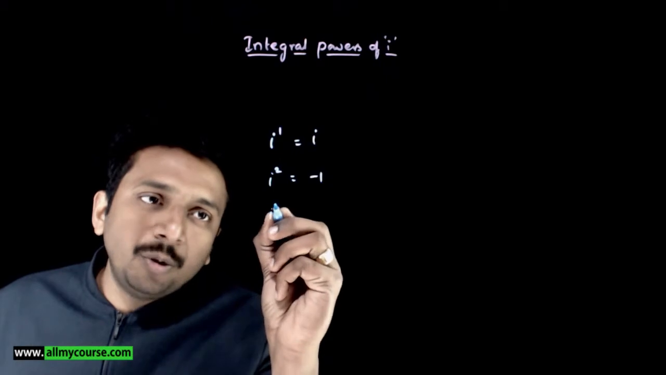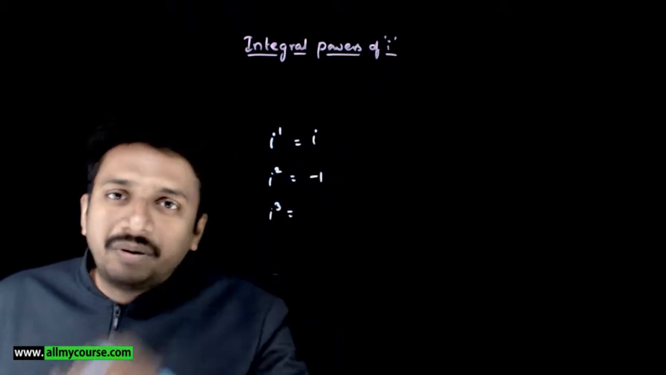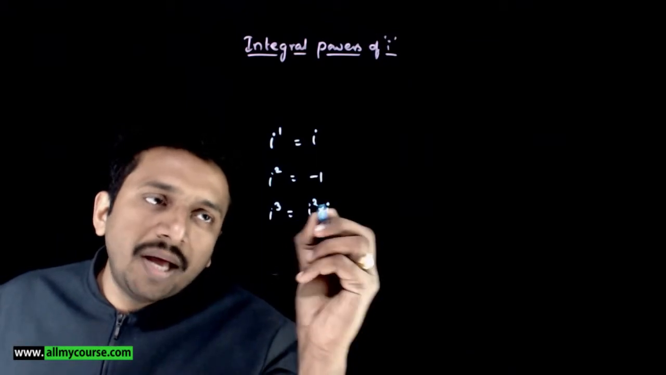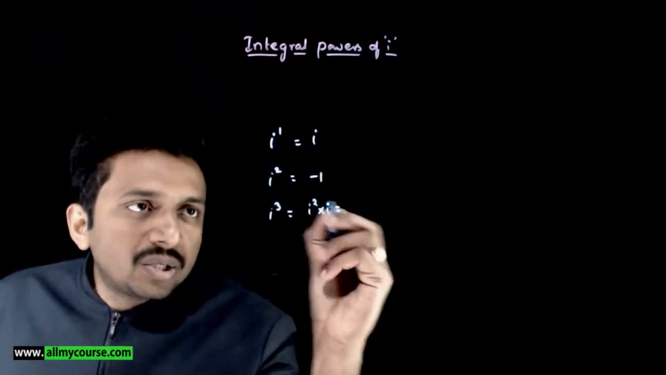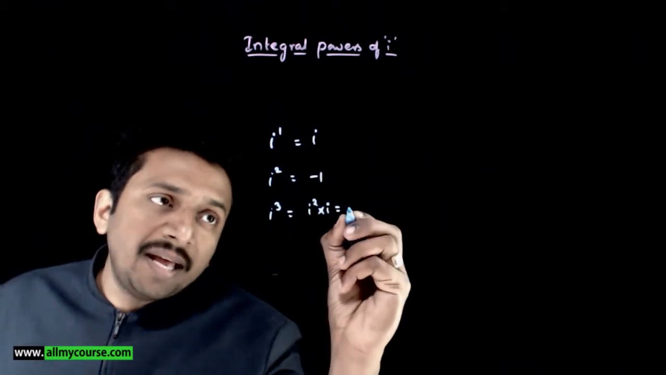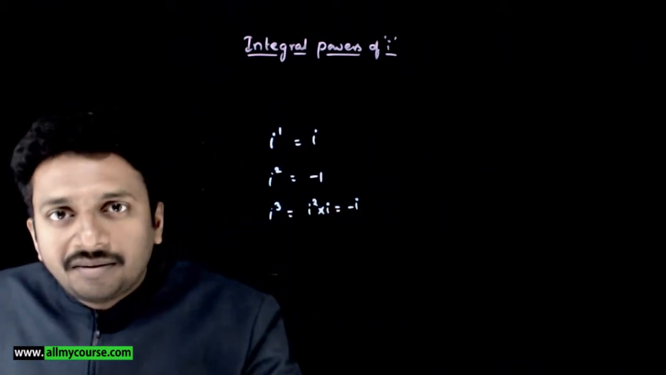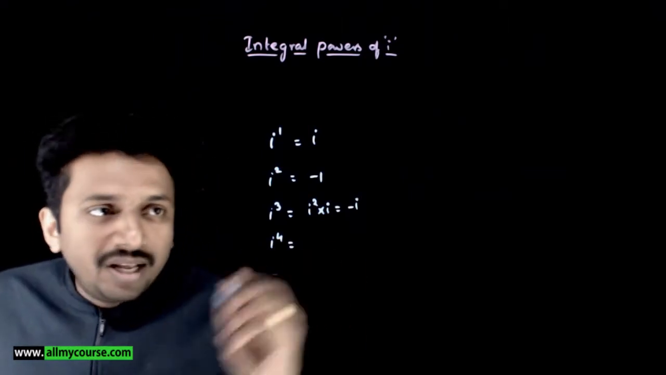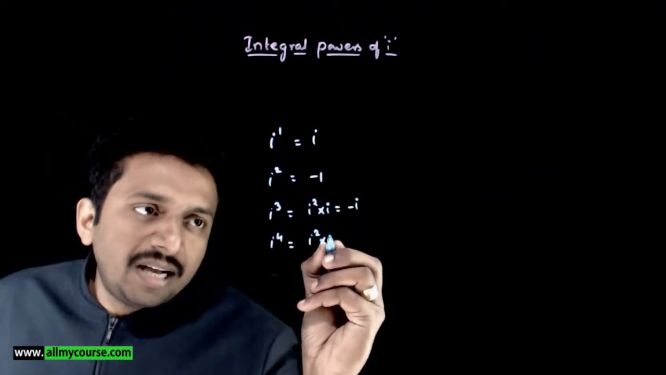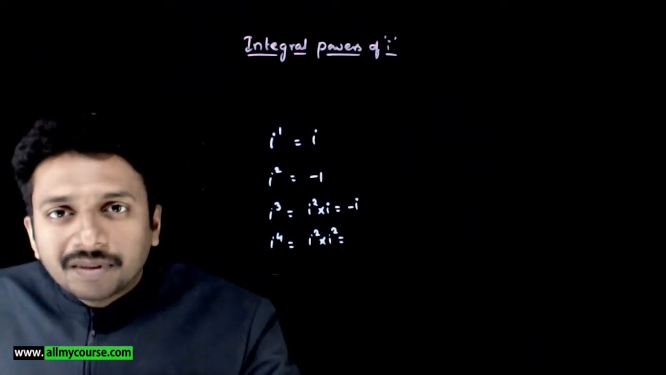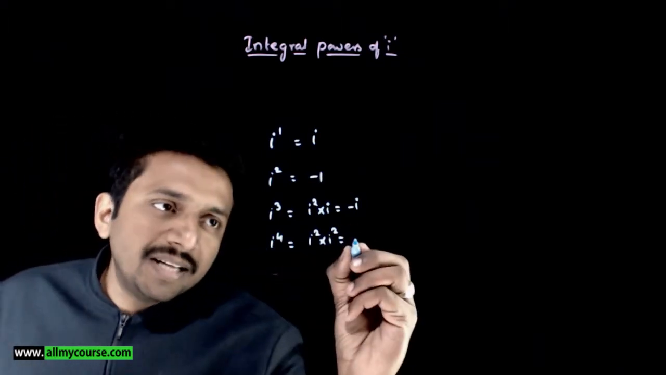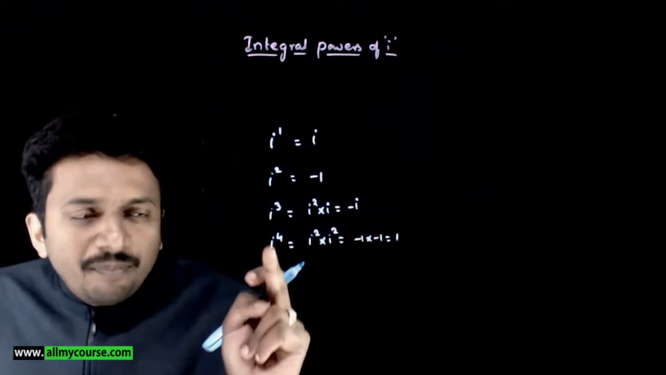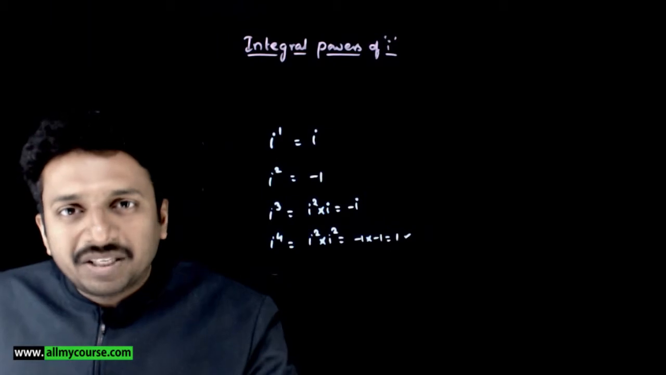Now what is i cube? I go on increasing the power. So i cube is nothing but i square into i. So i square is minus 1, into i becomes minus i. And what is i power 4? i power 4 is i square into i square, right? That is equal to minus 1 into minus 1, which is equal to plus 1. So i power 4 is equal to plus 1.